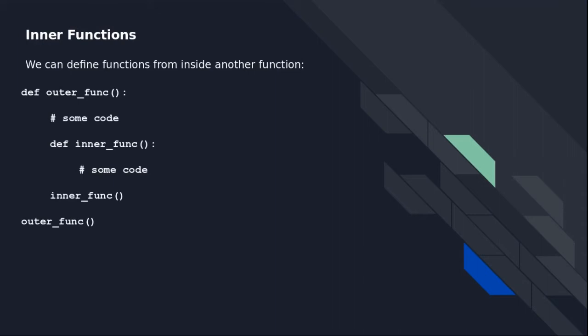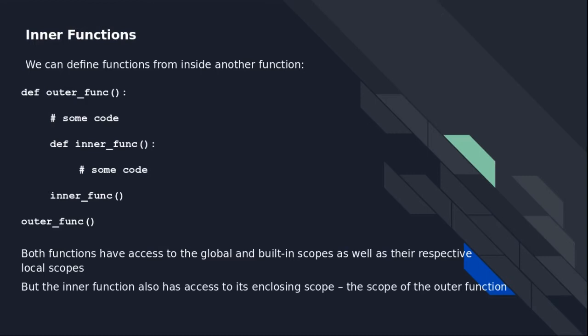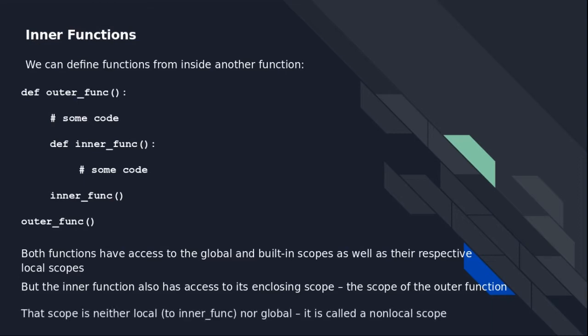This is an example of an inner function in which we have defined two functions, outer func and inner func. Both the functions have access to the global and built-in scopes as well as their respective local scopes. But the inner function also has access to its enclosing scope, that is, the scope of the outer function. That scope is neither local nor global. It is called a non-local scope.